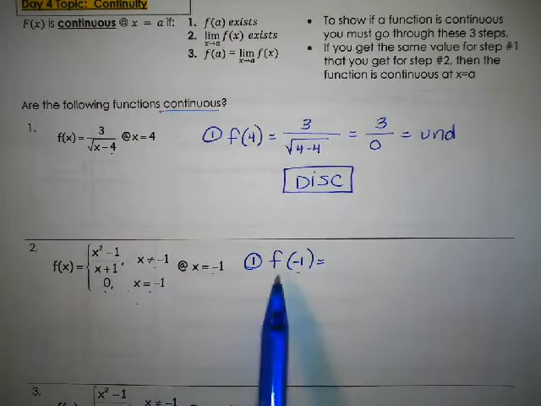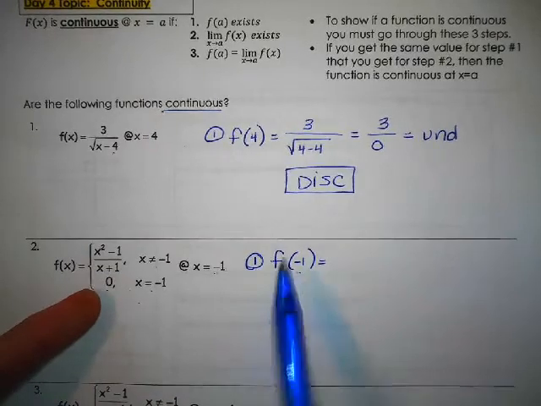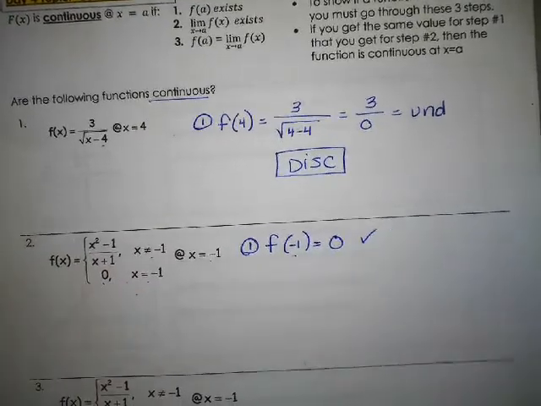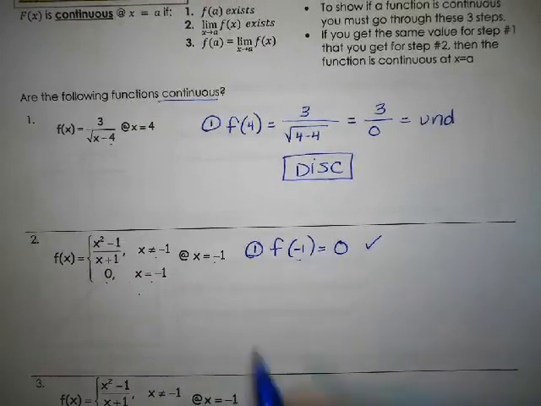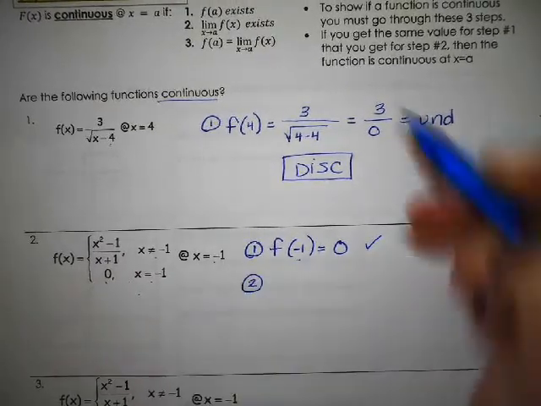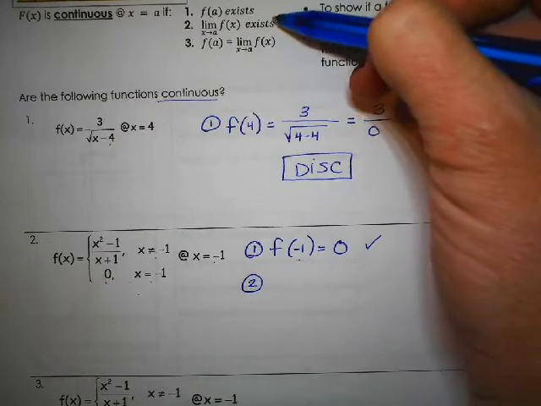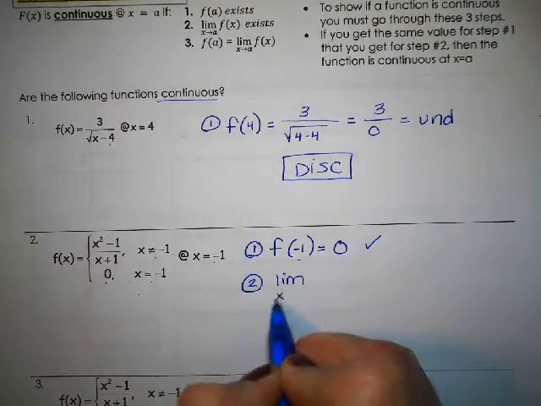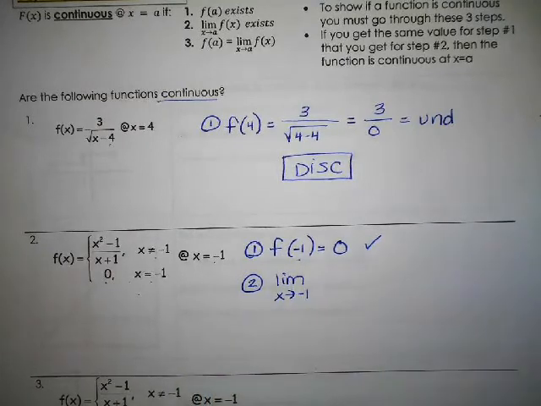So when x equals -1, my answer is always 0. So I got a number, I'm allowed to keep going. I'll put a little check mark there. So I go to step 2. Step 2 is the limit. Remember step 2 from the top. So I'm finding the limit as x approaches -1.